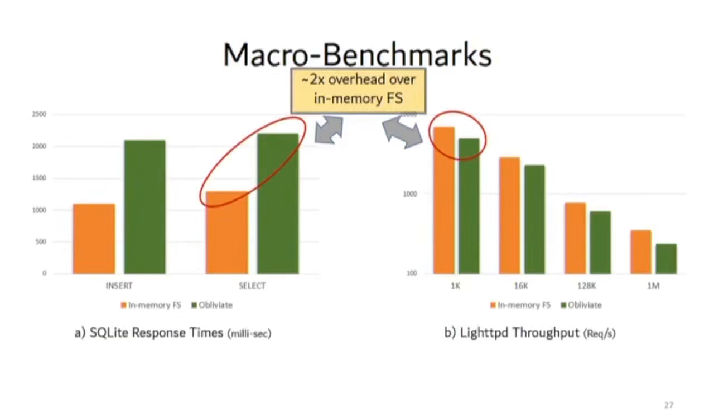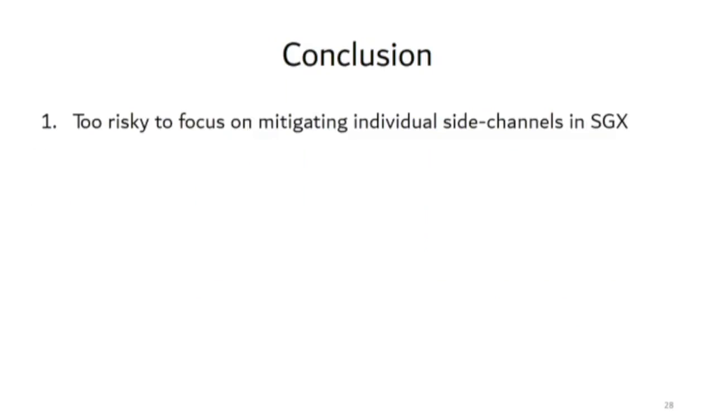Then we did some macro benchmarks using SQLite and Lighttpd. For Lighttpd, we used a range of different file sizes and tried to access them, and we tried to insert and select 500 queries from SQLite. We show that even for macro benchmarks, Obliviate shows less than 2 times overhead over the in-memory file system. And again, the in-memory file system is also insecure, but it is the next best secure version of file systems that we have currently.